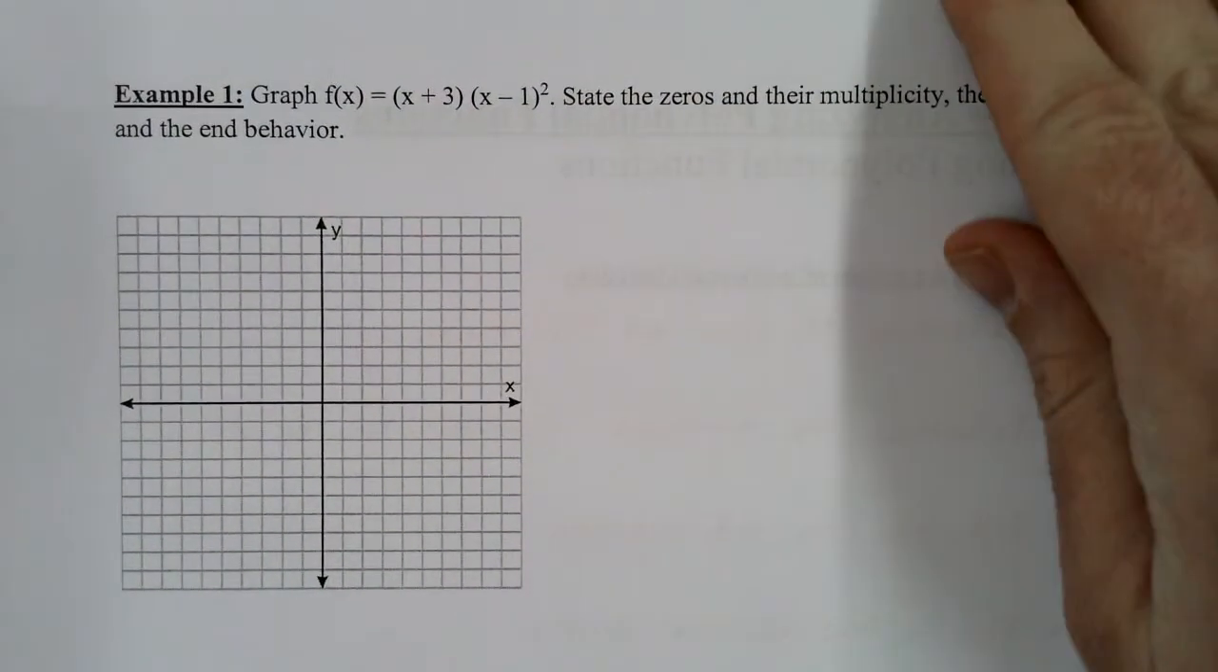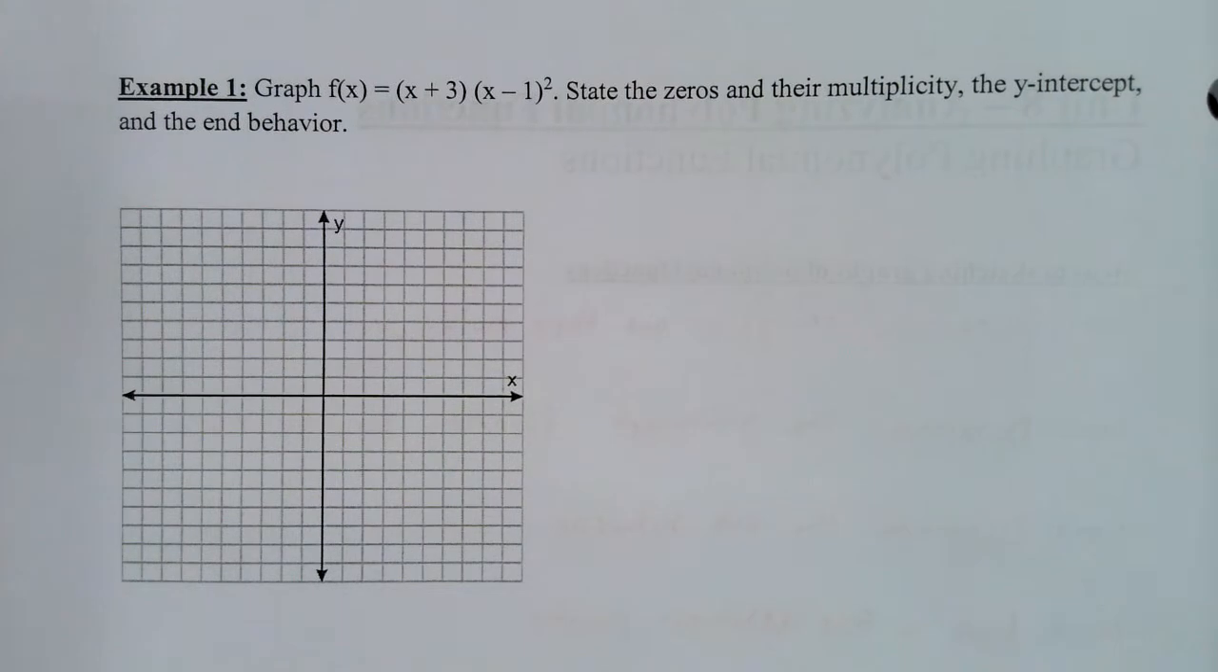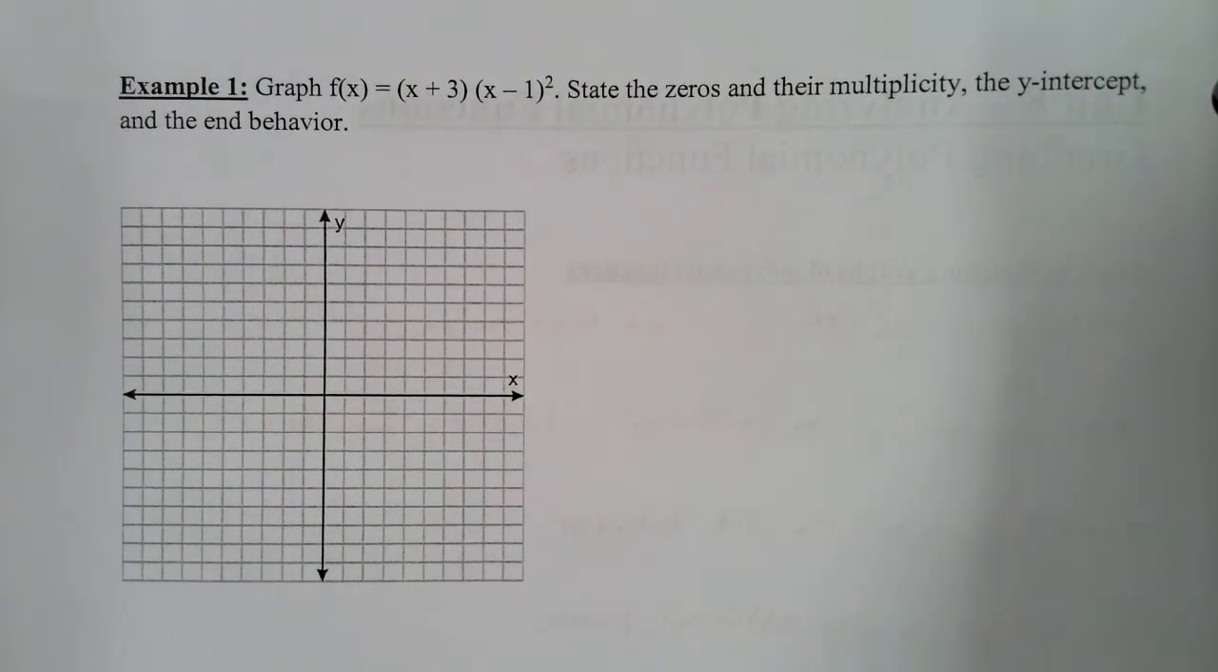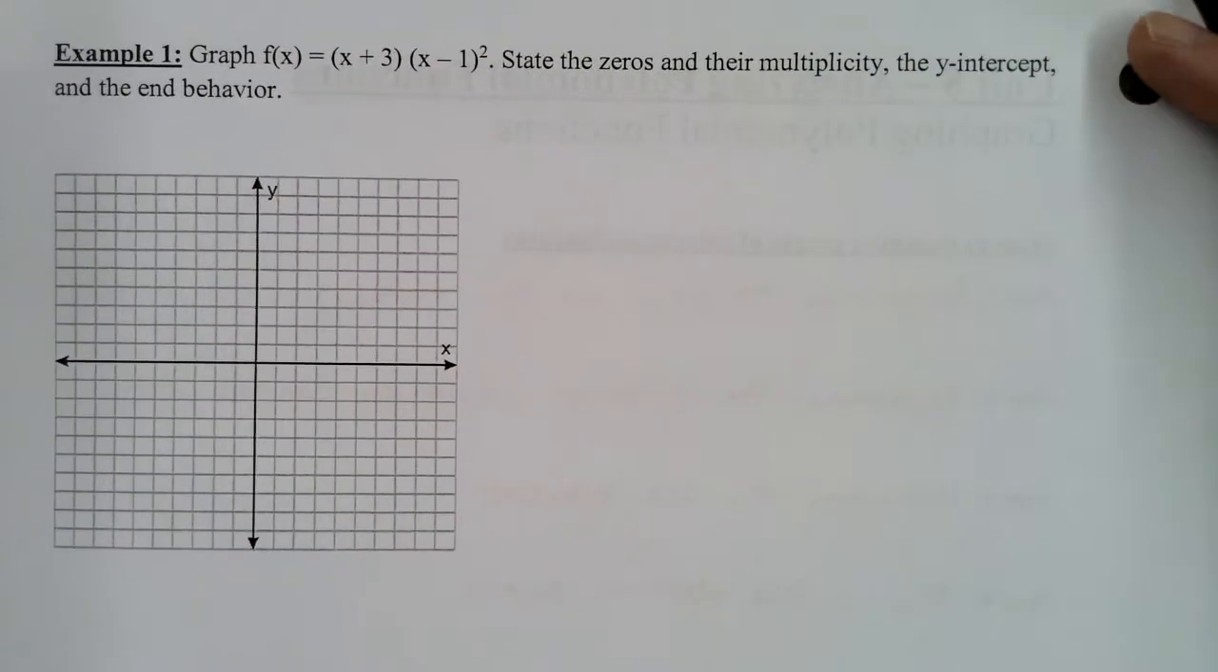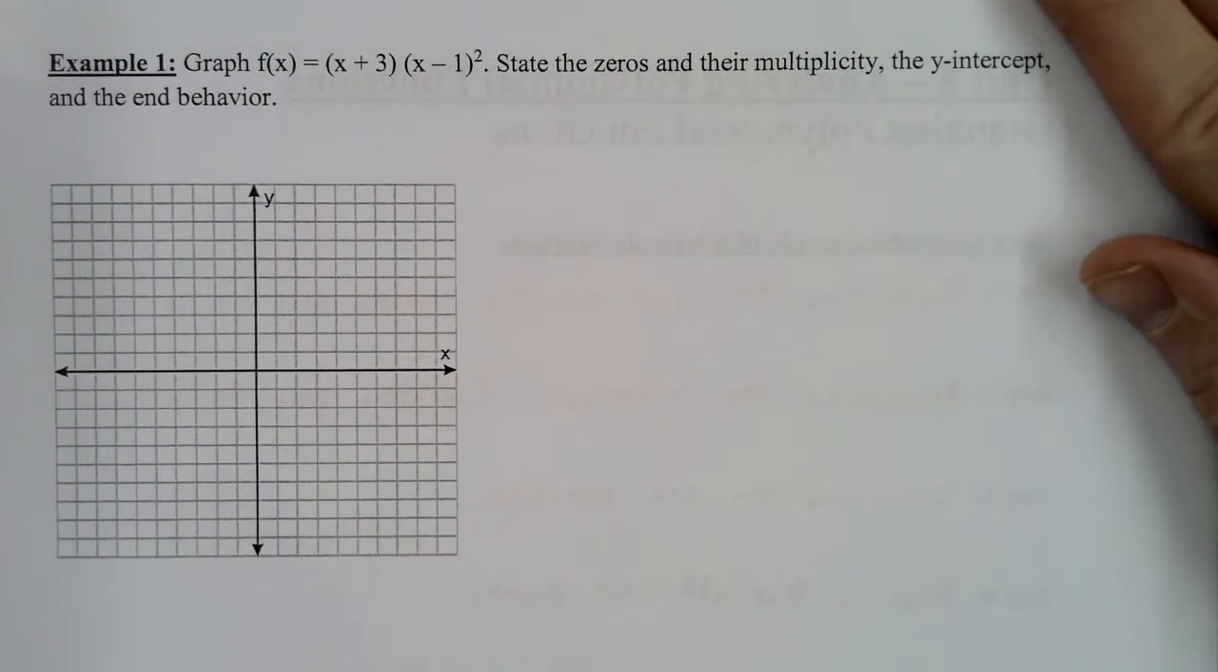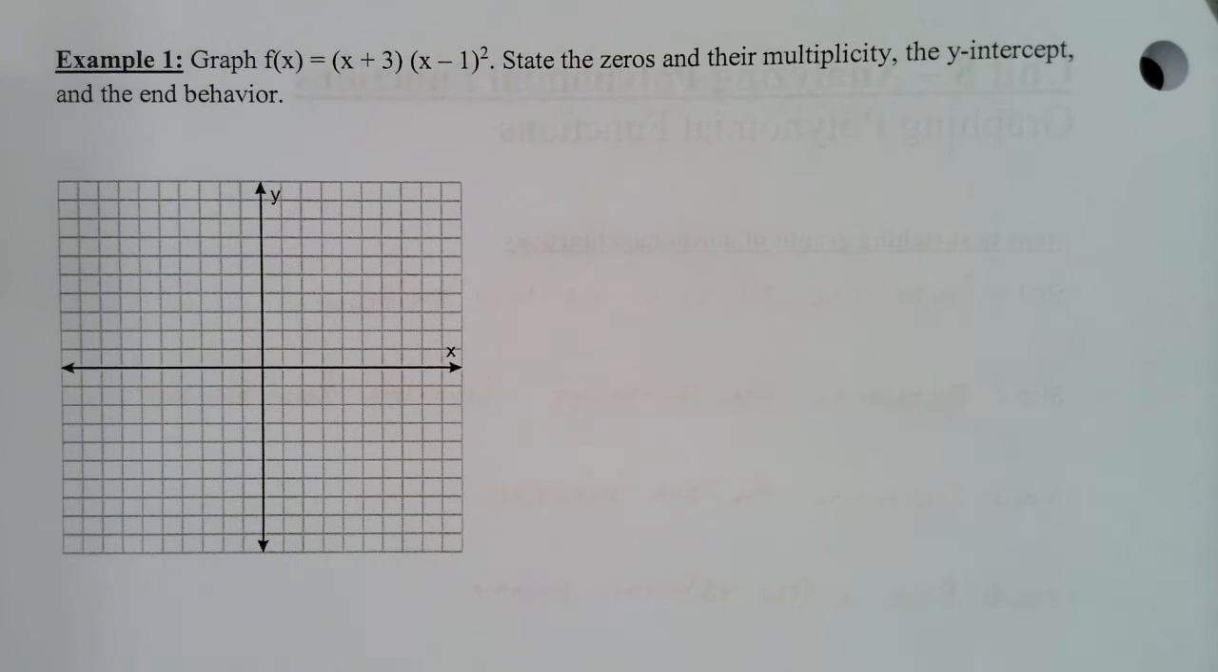Okay, here we go. I have 4 examples today. Example 1 says graph f of x equals (x plus 3) times (x minus 1) squared. This problem also says to state the zeros and their multiplicity, state the y-intercept, and state the end behavior. So let's start with the zeros and their multiplicity. Do that over here.